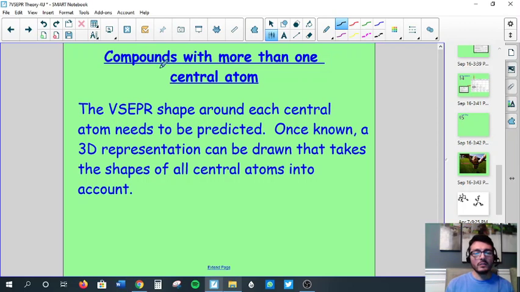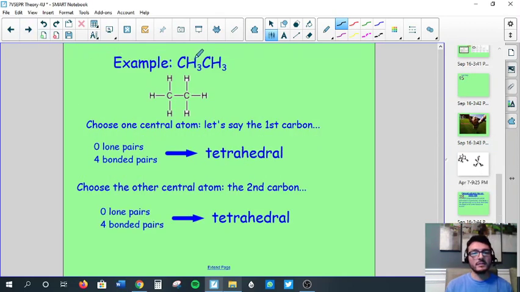Okay, compounds with more than one central atom. So in grade 11, you didn't see compounds with more than one central atom. You only have to worry about one, but they can be drawn. You should be able to tell me at this point, it's not methane, it's ethane, right? So ethane, here we have two central atoms. We have tetrahedral around this carbon, and we have tetrahedral around that carbon as well, right?